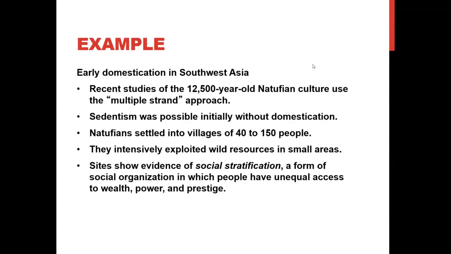So anyways, this is the early domestication in Southwest Asia. Recent studies of the 12,500-year-old Natufian culture used a multiple strand approach. Sedentism was possible initially without domestication. Natufians settled in a village of 40 to 150 people. They intensely exploited wild resources in small areas. Sites show evidence of social stratification, a form of social organization in which people have unequal access to wealth and power. Okay, great. So basically, the Natufian people settled in one area, did not domesticate, and still were a complex society, right? Just to show that it is possible to be a complex society without domestication.